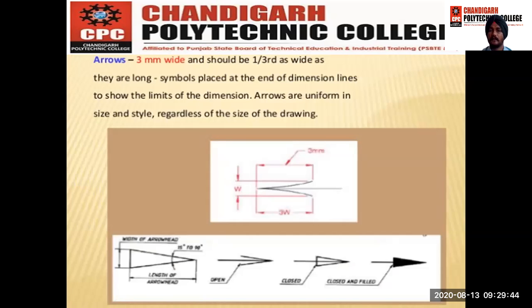Arrowhead. Arrowhead is used to indicate the ends of the object with the dimension line. The size of arrowhead should be 3 mm wide and should be 1/3 as wide as they are long. The arrowhead should be closed and filled like this. It should be 3 times more than the width of the arrowhead.